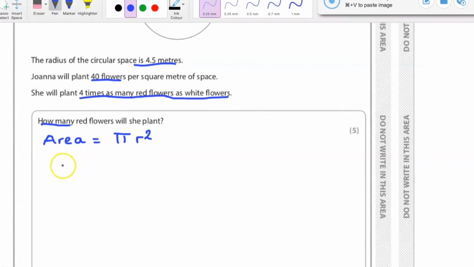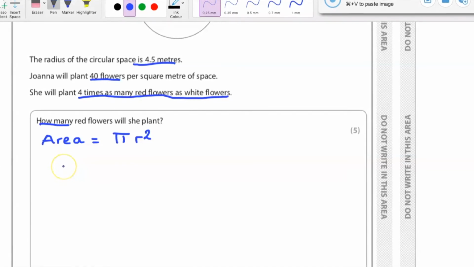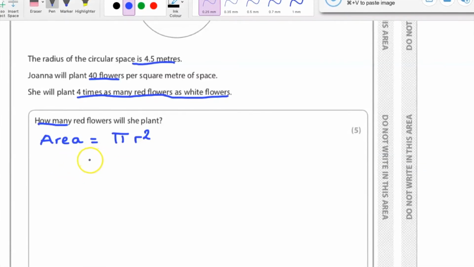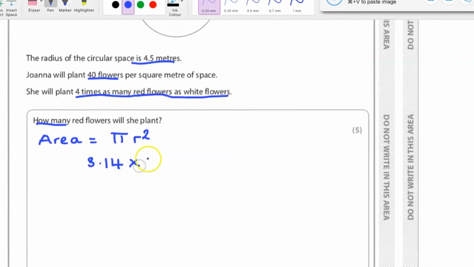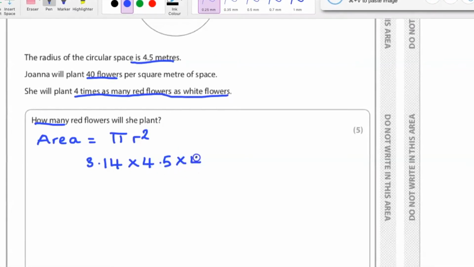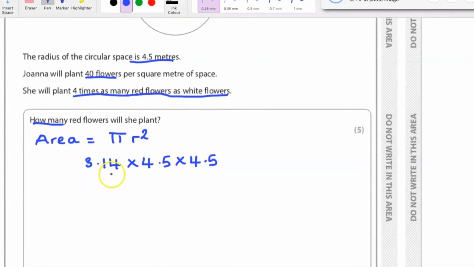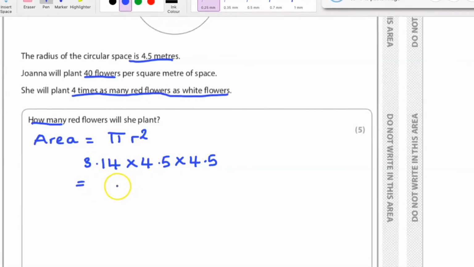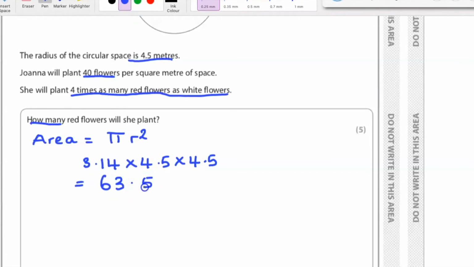Now remember, from the beginning of the exam paper, it was stated that if you do not have pi on your calculator, you can use 3.14. I'm going to use 3.14 here. 3.14 times my radius 4.5 squared, that's 4.5 times 4.5. If you type this into your calculator, you get 63.59.